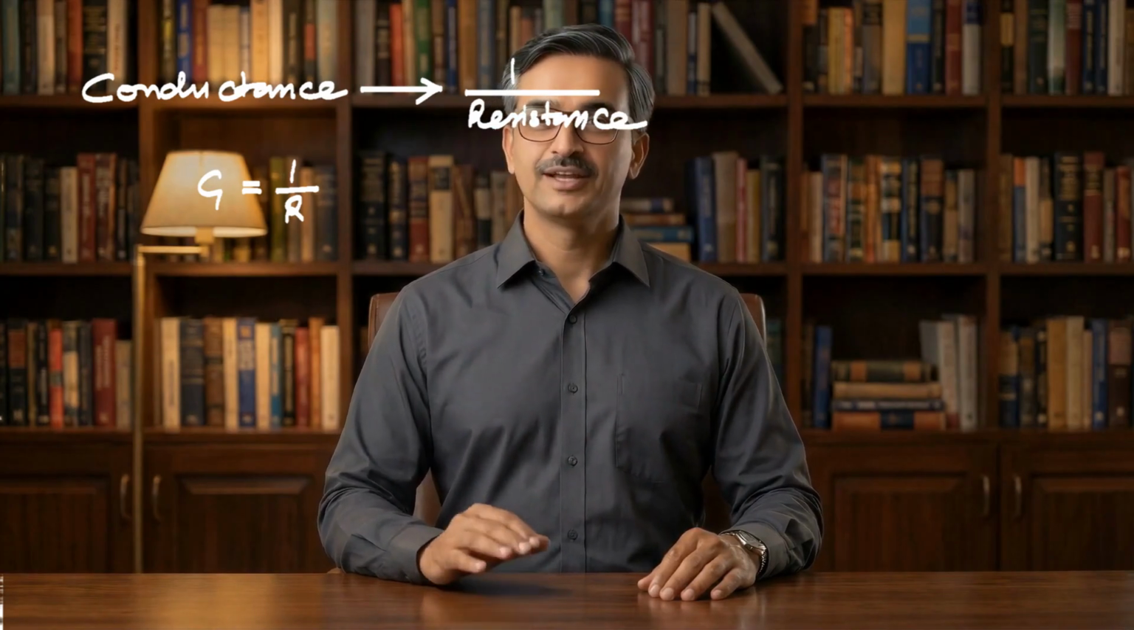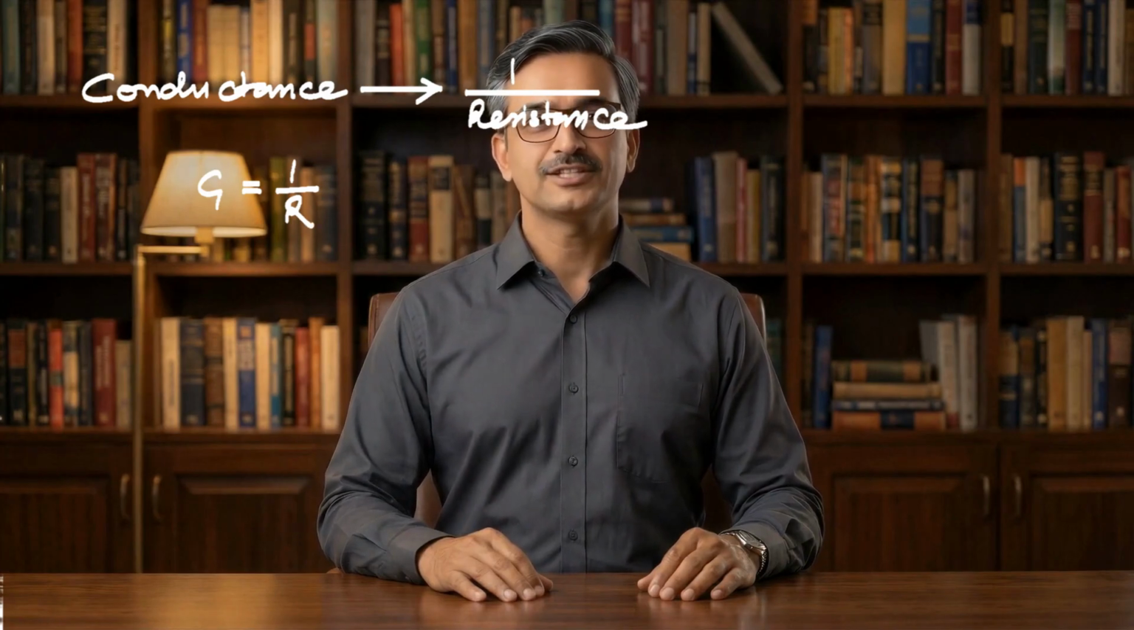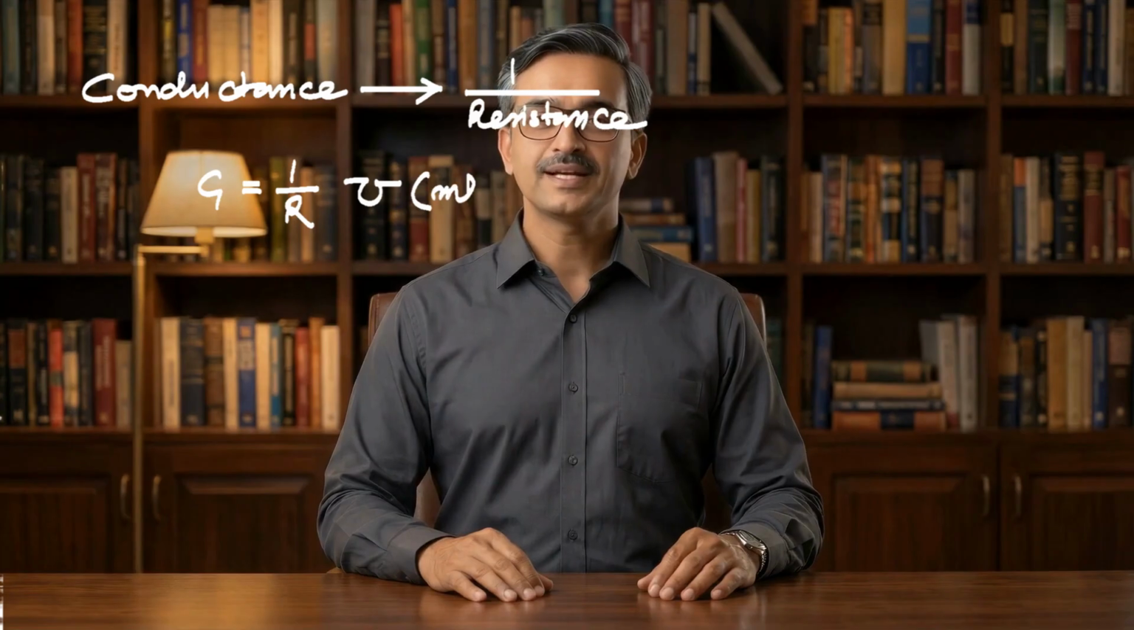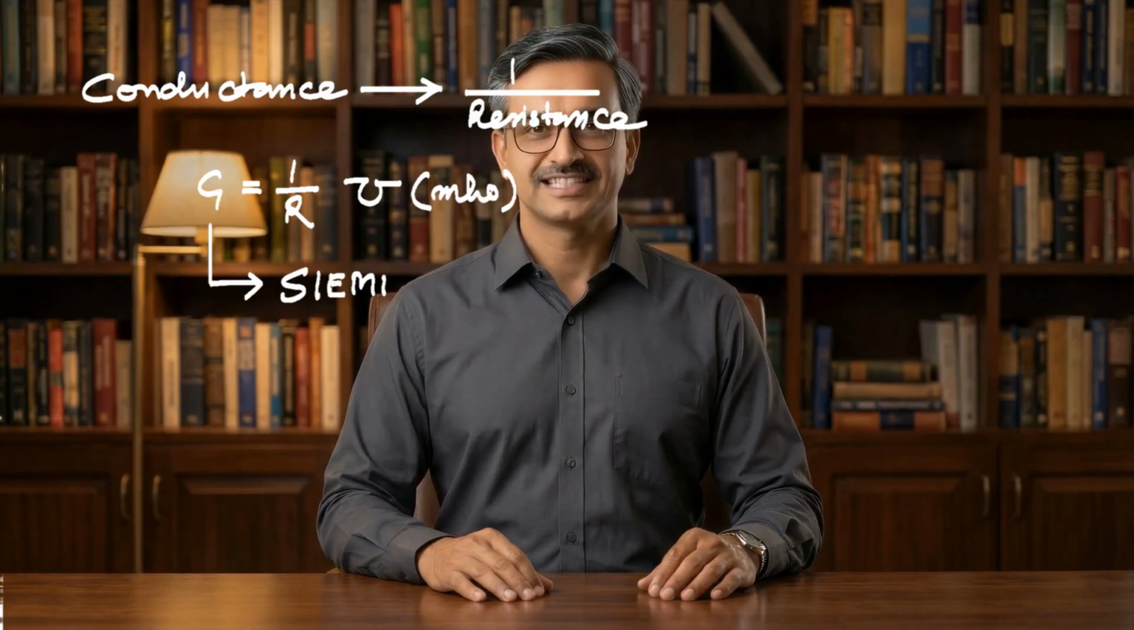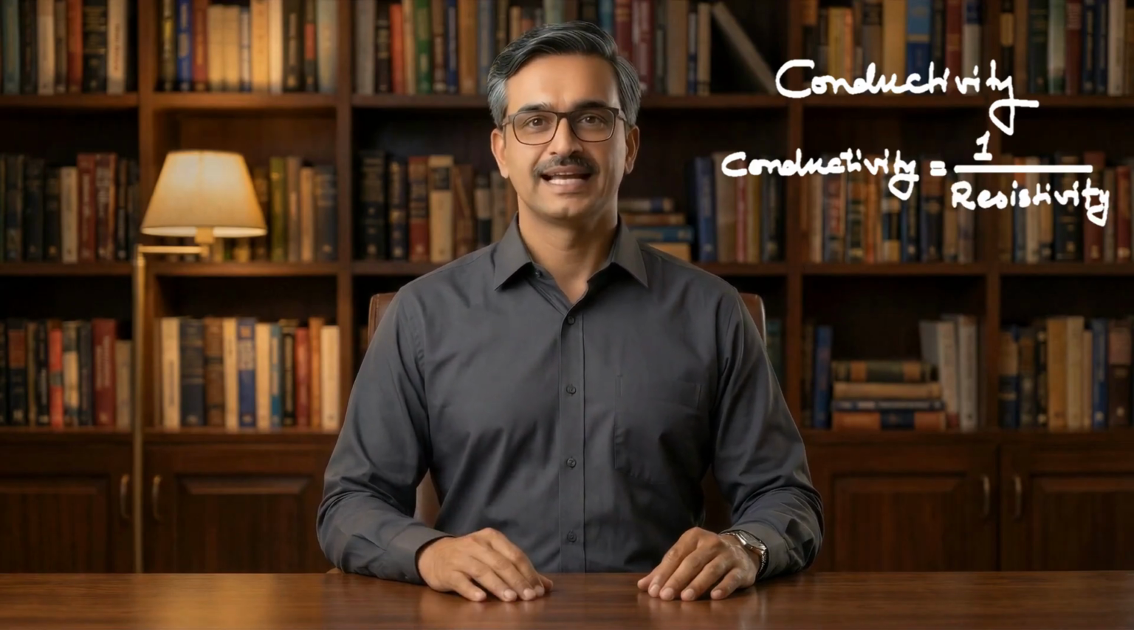Now what is the unit of conductance? Earlier it was called mho, which is just ohm written in reverse. But nowadays we use the unit Siemen and it is denoted by capital S. Now next important term, conductivity. Conductivity is the reciprocal of resistivity. So we can write sigma equals 1 by rho. Now if a conductor has resistivity rho, then its conductivity is simply its inverse.